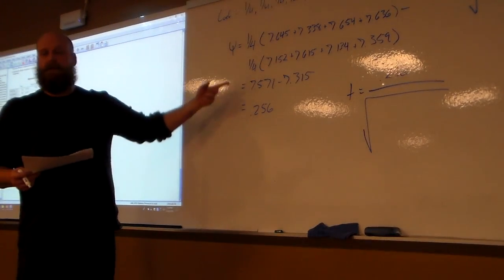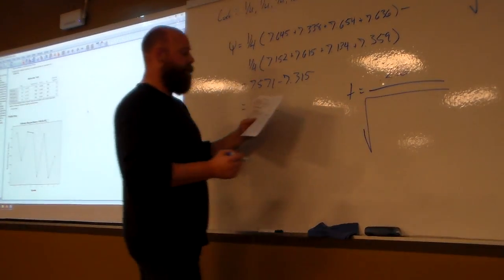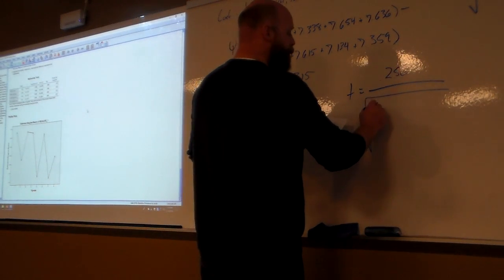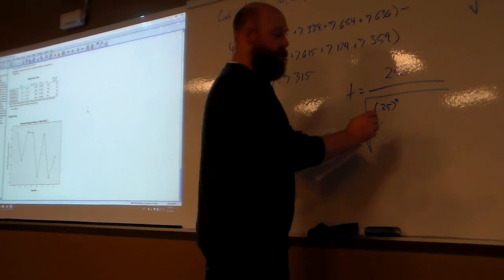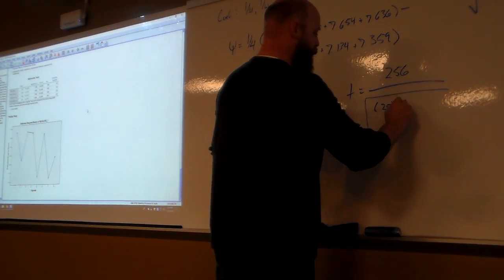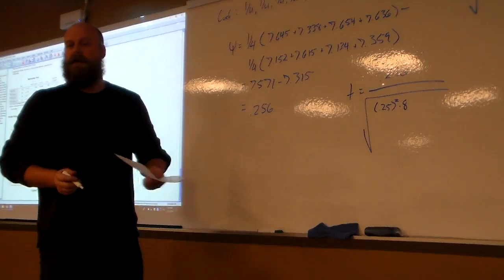It doesn't matter if it's plus or minus 1/4 squared, right? So I'm just going to go 0.25 squared times 8, right? You see what I did there?